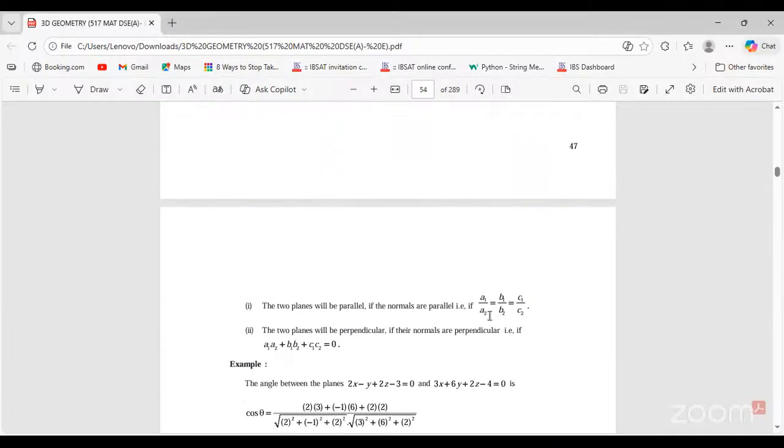So what is the parallel condition? The two lines will be parallel if the normals satisfy the condition a1 by a2 equals b1 by b2 equals c1 by c2.